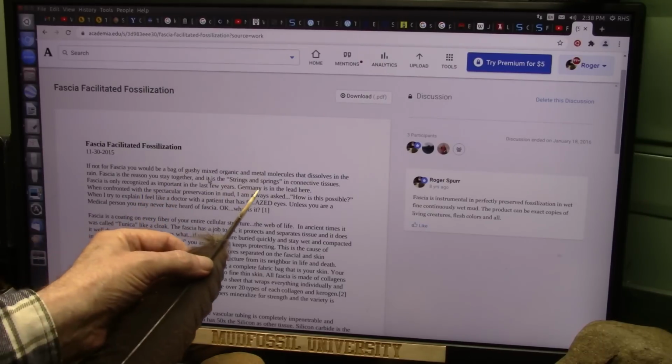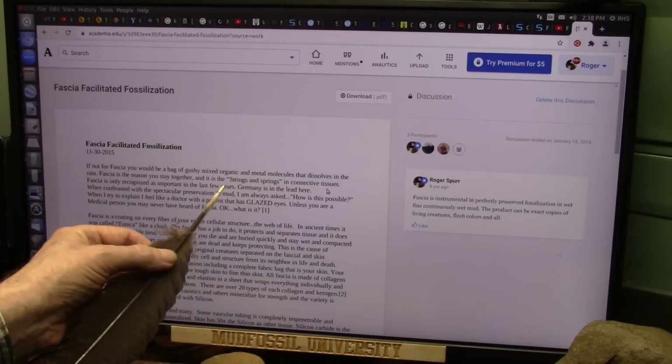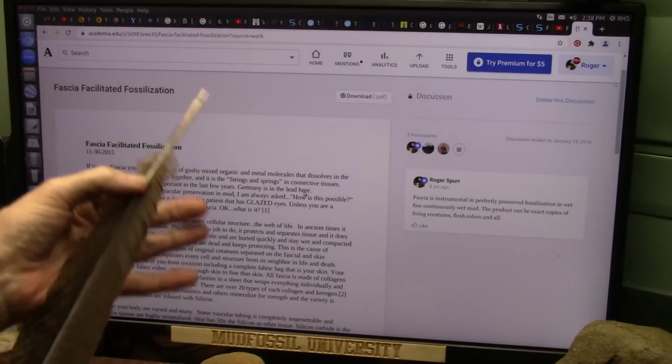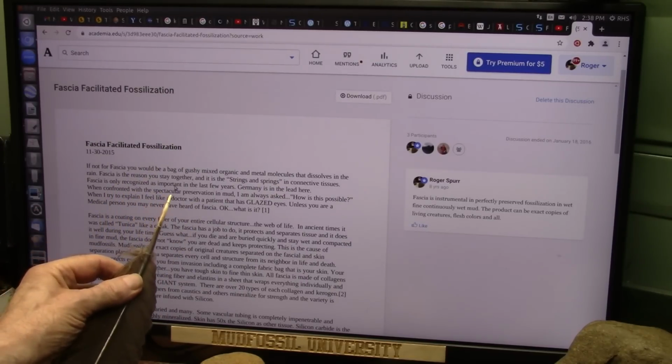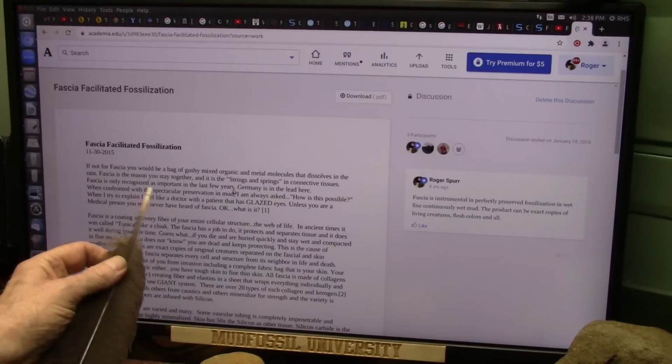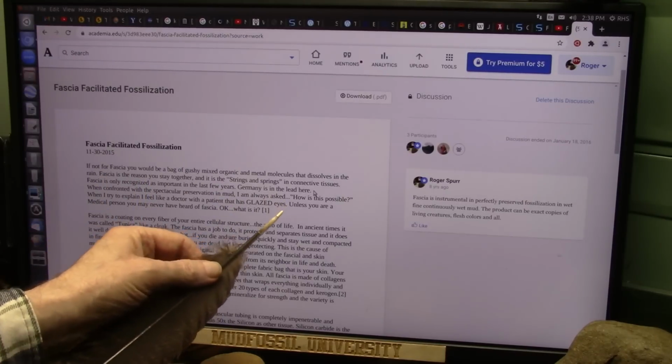It's the springs and strings in connective tissue. It just holds you all together. It makes you not fall apart. Fascia has only been recognized as important in the last few years. Nobody was even looking into it. Germany is in the lead here.